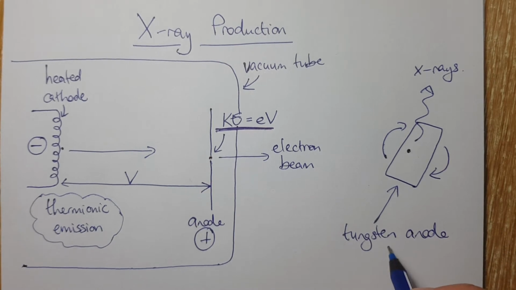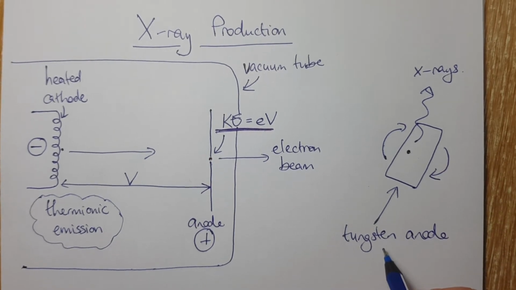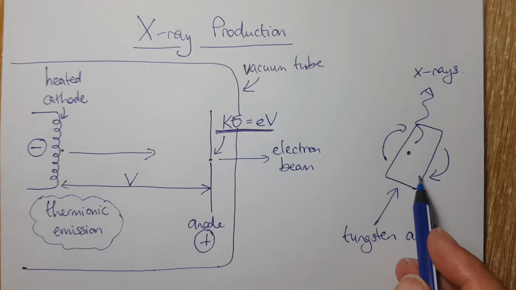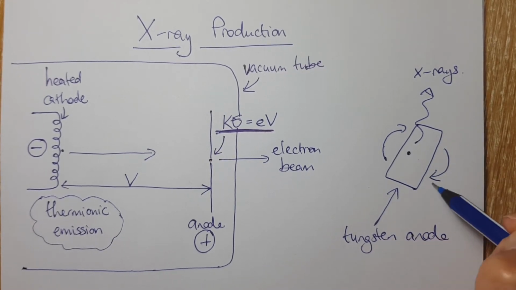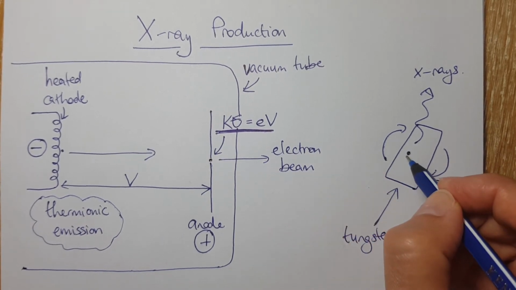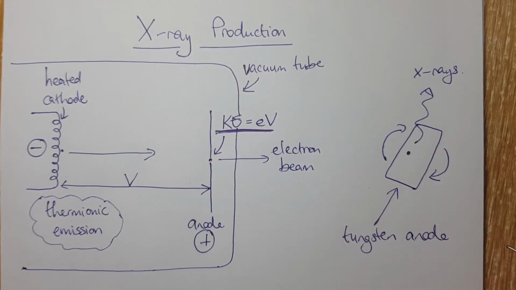That's why we make it out of tungsten, because it has a very high melting point. If you used a different metal here, you'd melt the target every time. And it's also why you rotate it so that the electron beam is not hitting the same part of the target every time. So parts have a chance to cool down before they come round and get hit again.